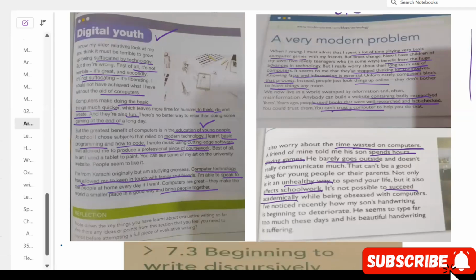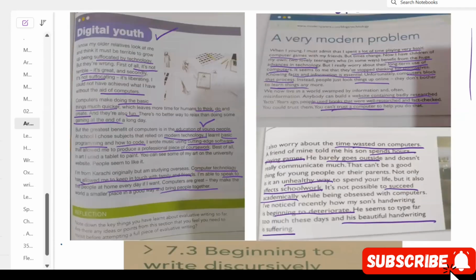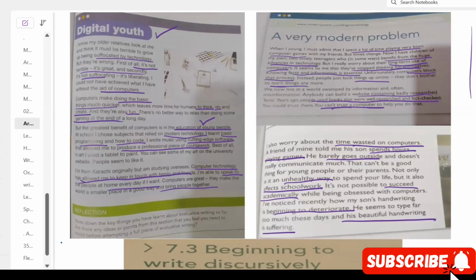While being obsessed with computers, I've noticed recently how my son's handwriting is beginning to deteriorate. Deteriorate. The writing is getting extremely bad day by day. He seems to type far too much these days, and his beautiful handwriting is suffering because we have shifted to typing nowadays. Now, this was all about text A and text B. I've read it and I've underlined the keywords. This is the way you guys are going to do it, all right?